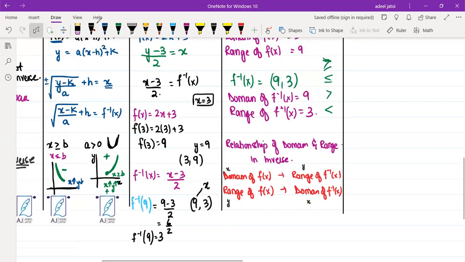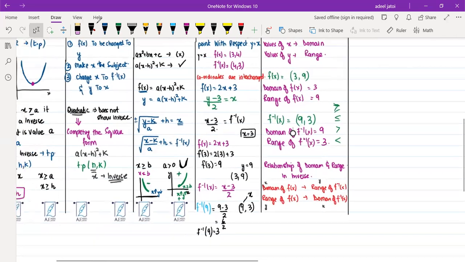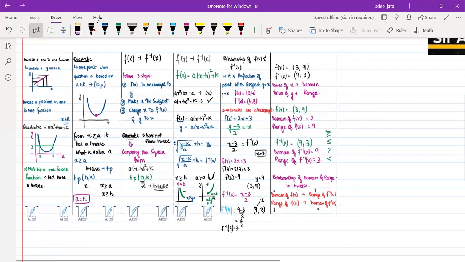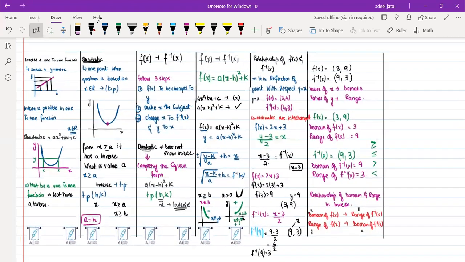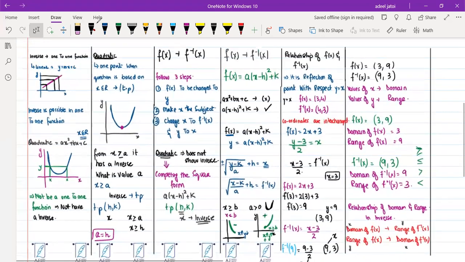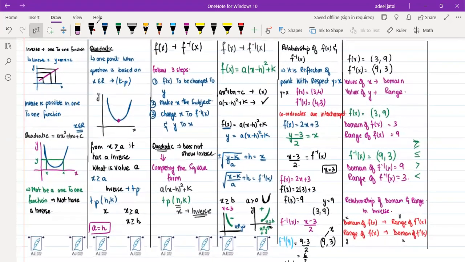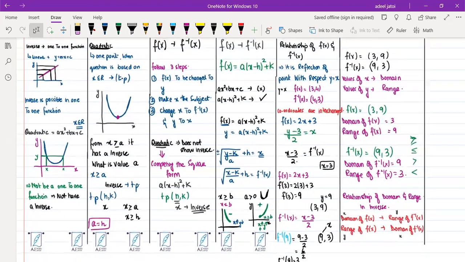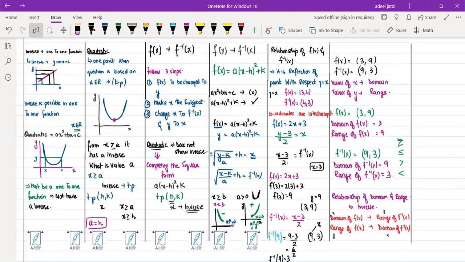The domain and range will always be given in the question. We will be discussing them while attempting the questions more, but the concept states that the domain of f(x) is the range of f inverse of x, and the range of f(x) becomes the domain of f inverse of x. So this is about it from function lecture number 2. We normally spoke about the inverse in this.